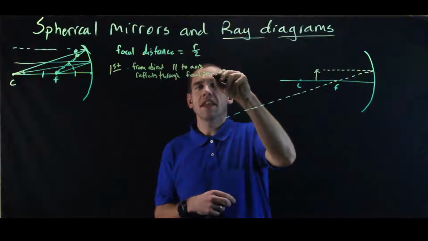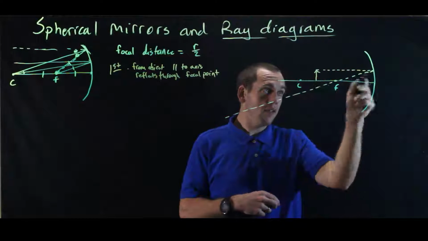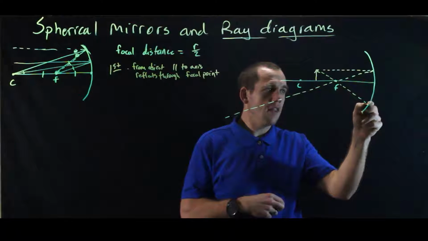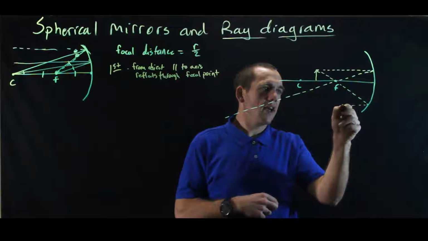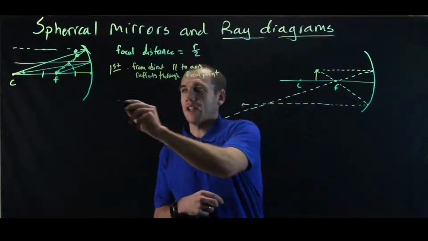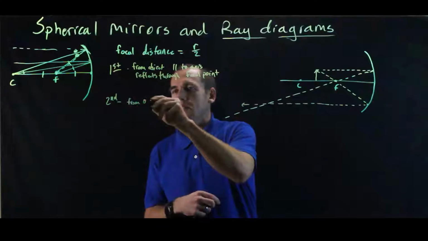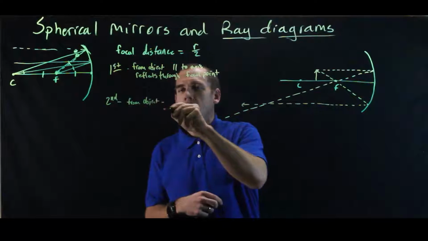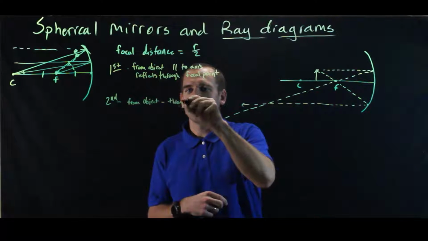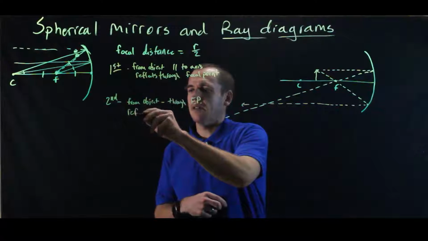Okay? Now the second line I'm going to draw is sort of the opposite of that one. Instead of parallel and through the focal point, I'm going to go through the focal point, and that light ray will reflect out parallel to the axis. So there's my reflected ray. So second, from object to the focal point, and I'm going to use FP for that, and then it reflects parallel.